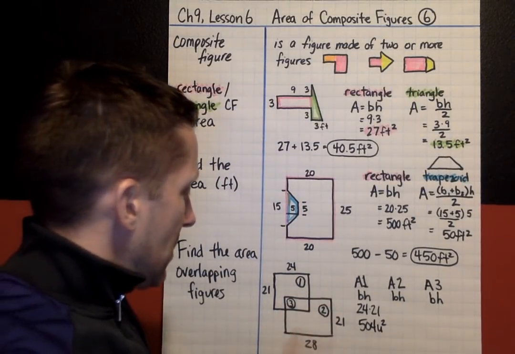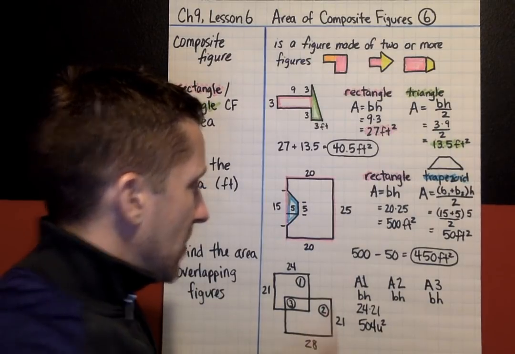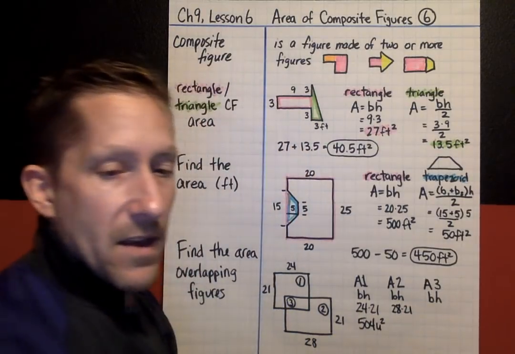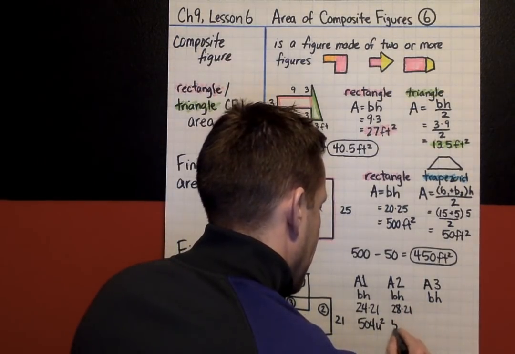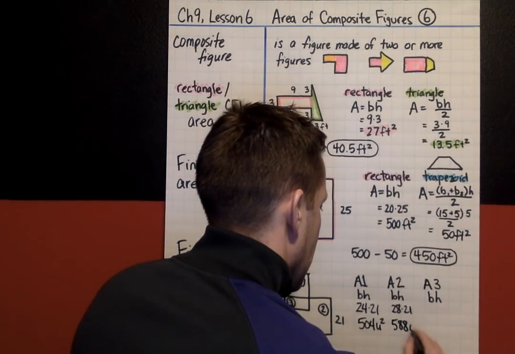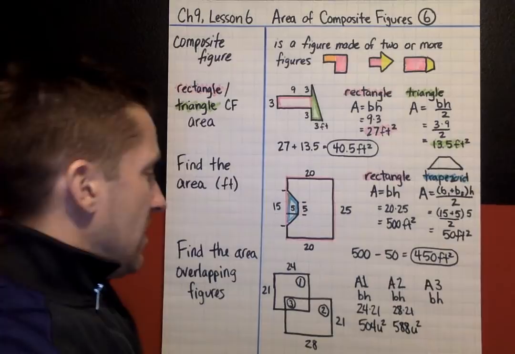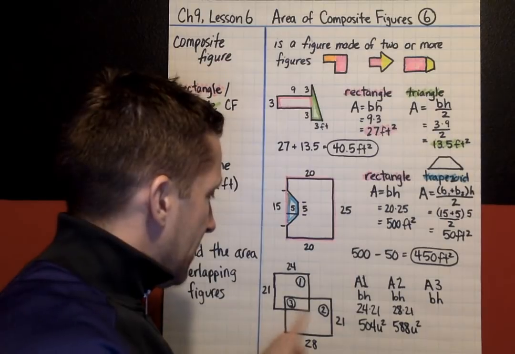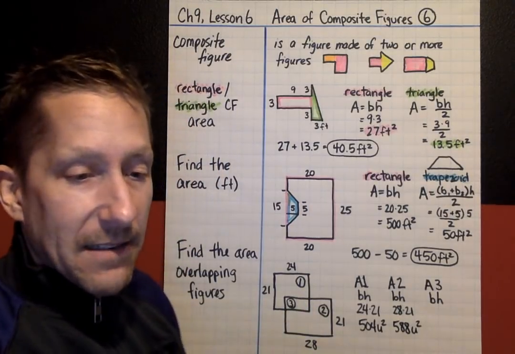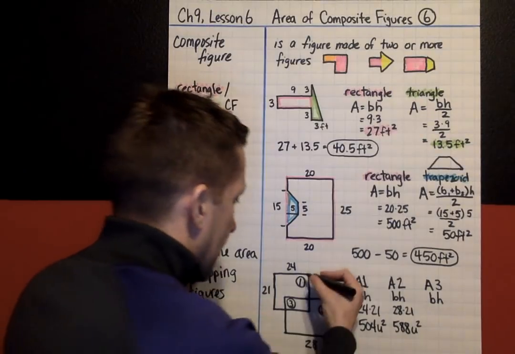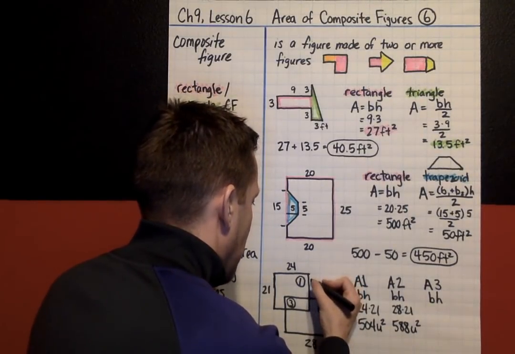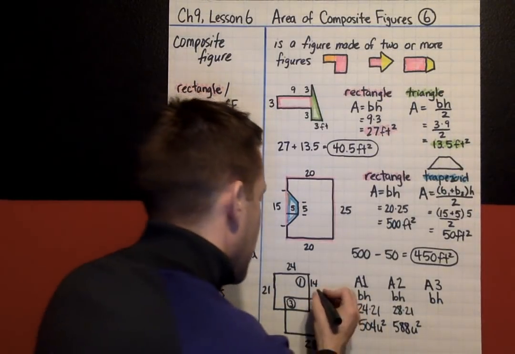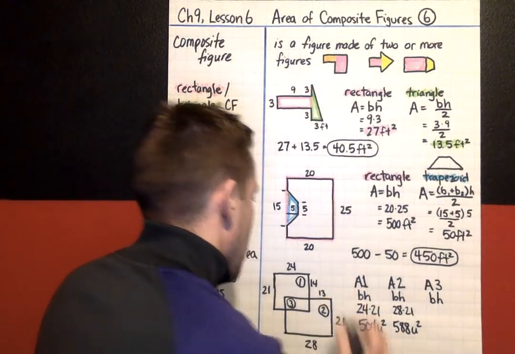Rectangle 2. Base is 28. Height is 21. So 28 times 21. Multiply that out, and you get 588 units squared. So now the tricky one, rectangle 3. We've got to figure out what this is and what this is. Oh, I forgot. Darn it, I forgot to give you some numbers. This side right here, this is a 14. And this side right here is a 13.